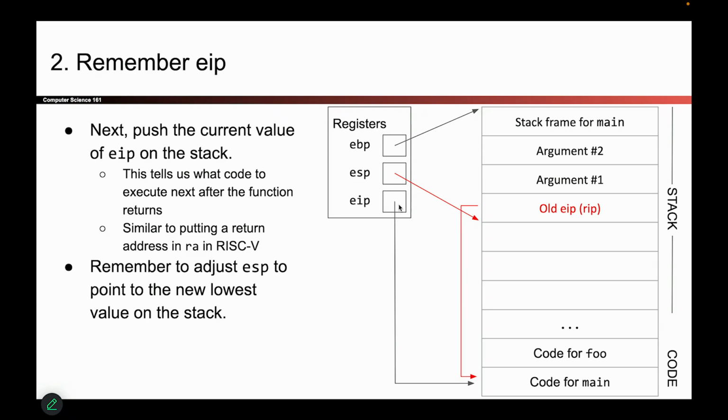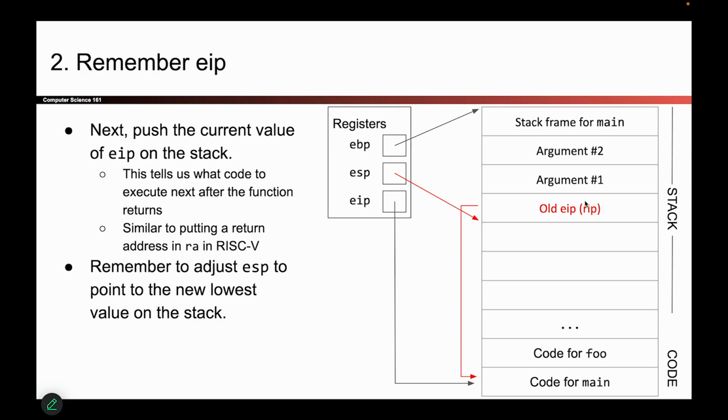Where do I write down the old value of EIP? If only there was some place where I could write down values. Well, there's the stack, so that's what I'm going to use. So what I will do is this EIP value, whatever value used to be here, I'm going to take those bits, the 1s and 0s, and copy them onto the stack. So here they are. They're living on the stack now.